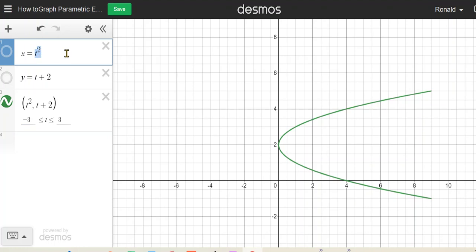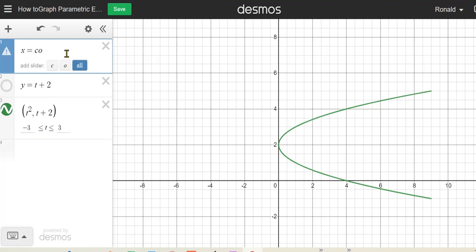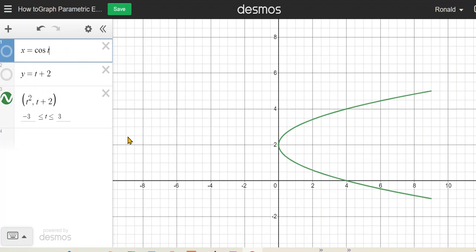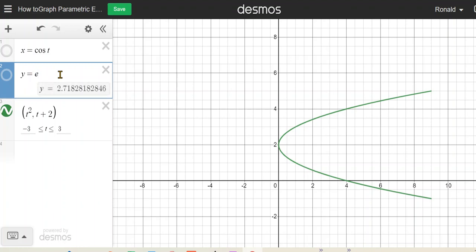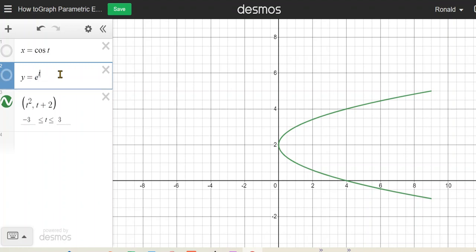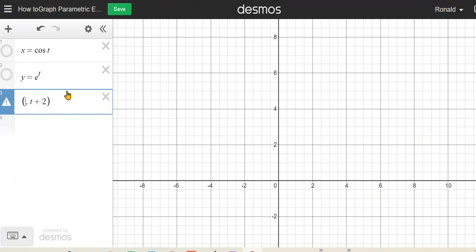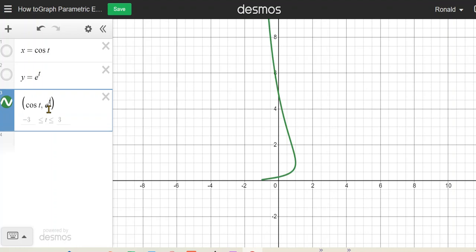Let's just do one more example. Let's say we have the cosine of t, and we have, well, let's make it something interesting, e to the t. So to graph this, our x value is cosine t. So I need to put in cosine t. And my y value is e to the t. So I'm going to put in e to the t.